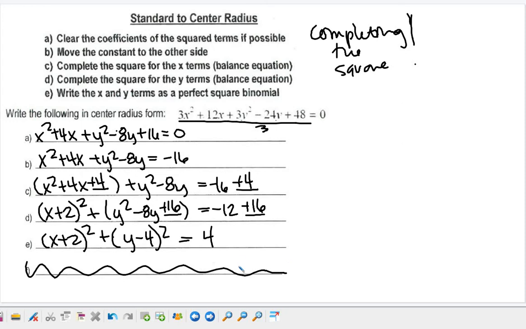So we have then, well, I guess we can say that the center is negative 2, positive 4, and my radius is the square root of this, which is 2. Okay, so we have center radius form. All right.